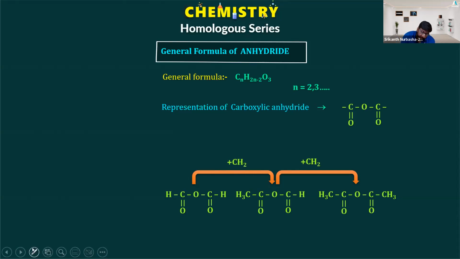Different anhydrides and their homologues have been written here, and the general molecular formula is CnH2n-2O3. General formula of amines: amines can be primary, secondary or tertiary. Primary amines have the NH2 group. Secondary means NH with R and R dash. Tertiary means N connected to 3 same or different alkyl groups.